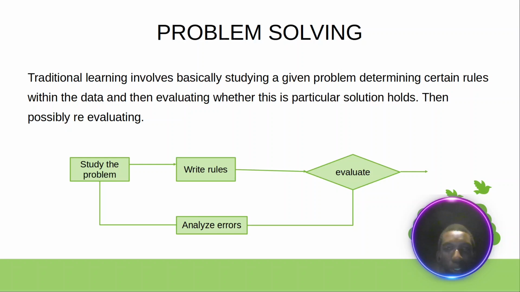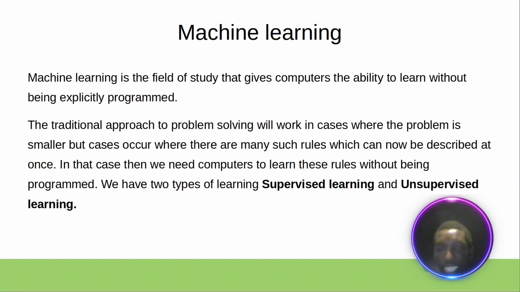Our brains are able to do it, since the brain is a complex system, but over some period of time. We started learning how to talk from childhood until now. So that is basically problem solving traditionally. Then, on the next slide, I'm going to talk about machine learning. Machine learning is a field of study that enables computers to learn patterns from data without being explicitly programmed. This is similar to what I was talking about.